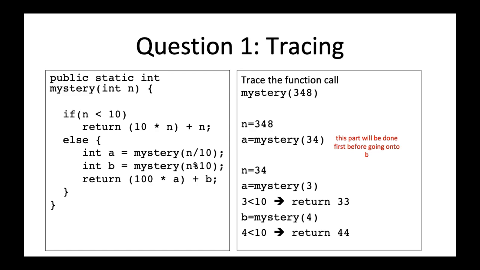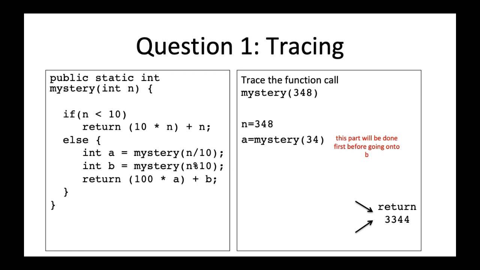Put together, 100 times a plus b gives 3344. We then go back to our original function call and look at the value of b. Value of b calls mystery 8. And again, according to our base case, since 8 is less than 10, it will return 88. Putting the value we got from a with the new value of b and computing 100 times a plus b gives us 334488.